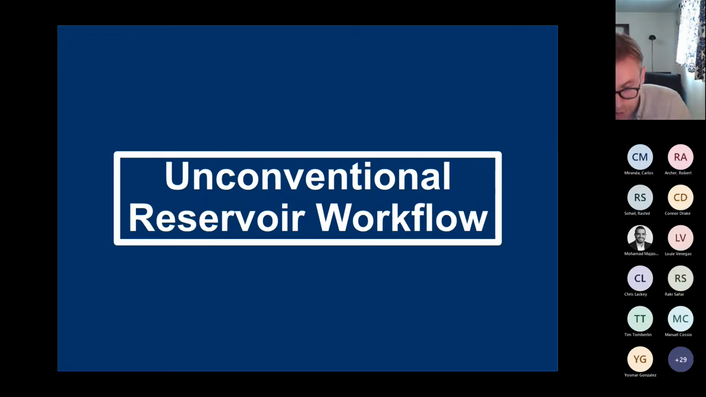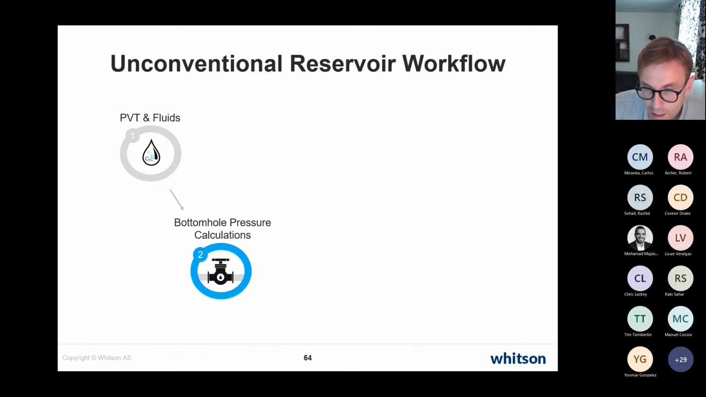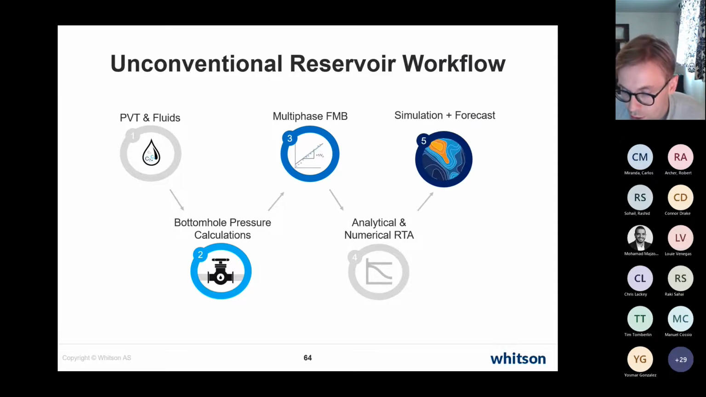So what we'll go ahead and do now is go through all these 5 different steps that we talked about: the PVT part, the BHP calculations, the multi-phase FMB, the RTA piece, and also the simulation and forecasting. But we're going to take them and deep dive a little bit more into each and every one of them, especially the RTA part.